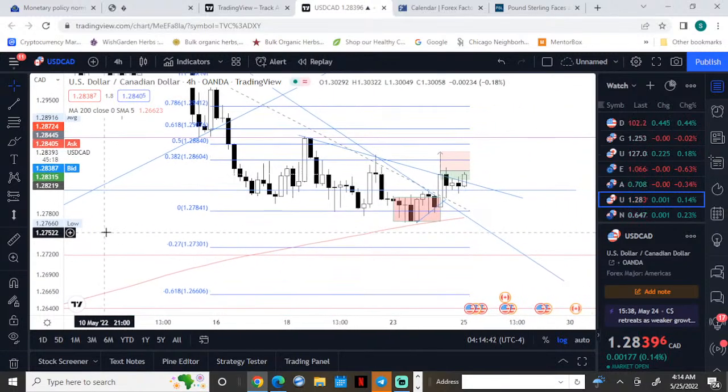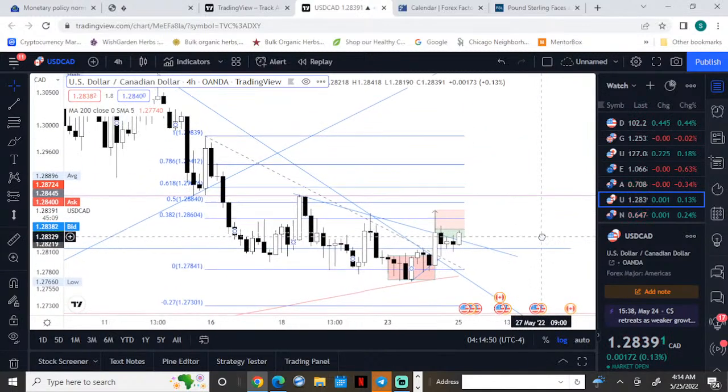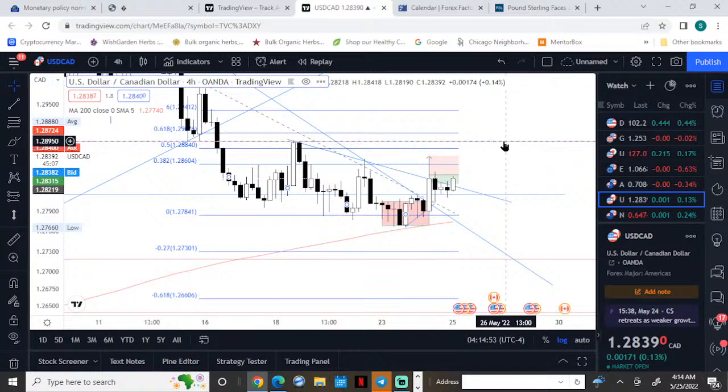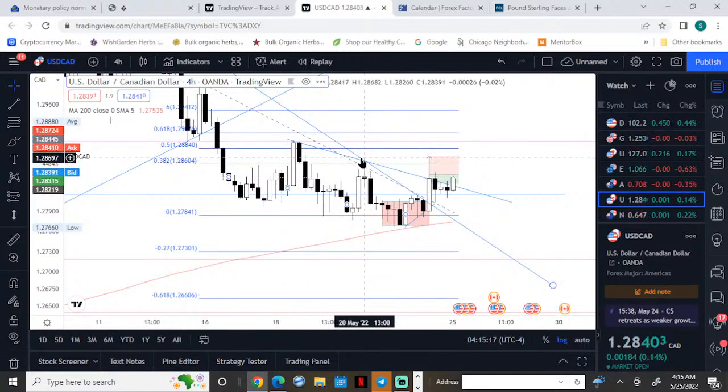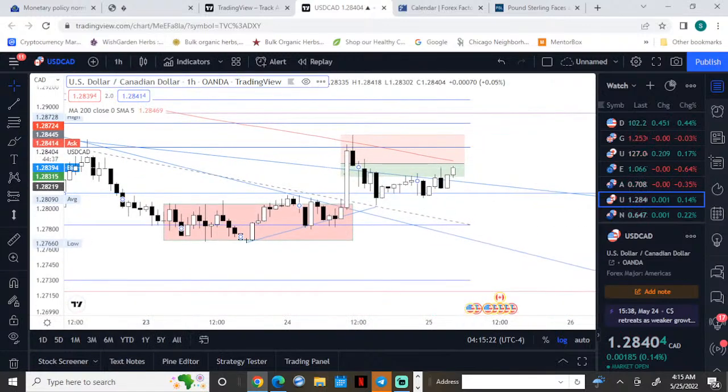And then I drew this one because price turned around right here. Also drew this support resistance line from price turning around right here. And then I drew this second trend line because we got another rejection at the same area as the other trend line. So I was like, well, let's see which one price respects, because you just never know.